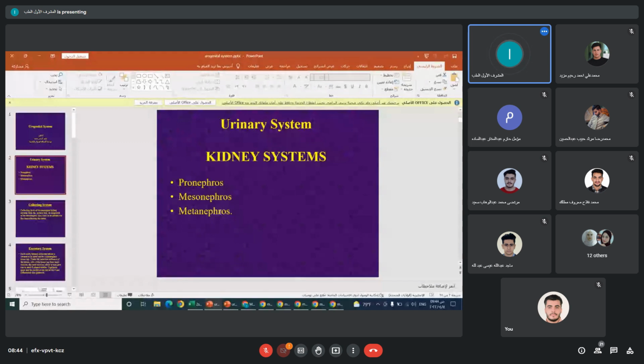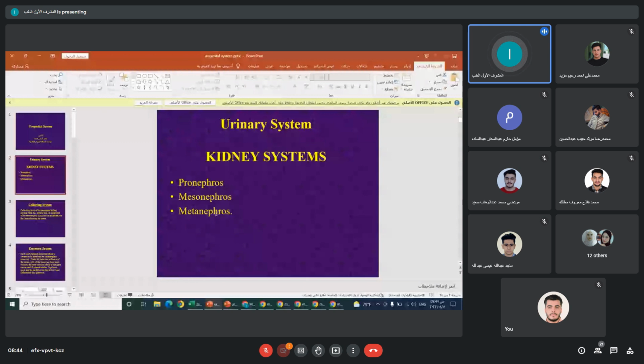By the end of the 2nd month, meaning it takes only one month, it also disappears. The majority disappears. It will start to form some Bowman capsules and some glomeruli, and connect to the collecting duct. One would expect that this will become the kidney, but this also disappears at the end of the 2nd month.